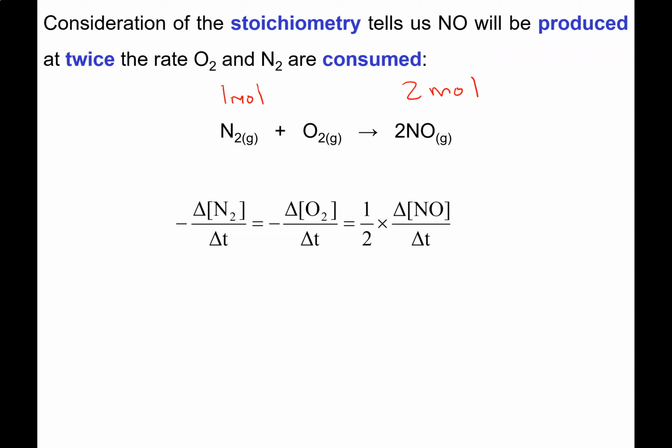So the rate of consumption of N2 will be equal to the rate of consumption of O2, because these have the same coefficient. Every time I use a mole of this up, I use a mole of this, but that will be equal to 1/2 the rate of production of NO. So if this was 1 mole per second and this was 1 mole per second, then the rate of production of NO would be 2 moles per second.